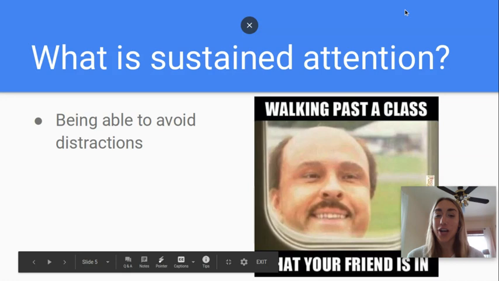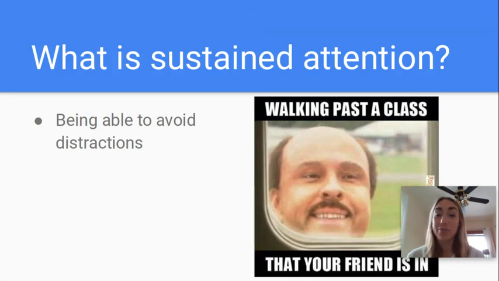Being able to avoid distractions. All right, if we look at this, right, walking past a class that your friend is in, peeking your head in, maybe joking around with people around you, sneaking your phone, watching YouTube, okay? Lots of little distractions around us. And I know being at home, there are tons and tons of distractions. So being able to avoid that is a big part of sustained attention, okay? Can I focus on this task for 15 minutes, right, without checking Instagram or without checking Snapchat or without getting up and going to get a snack or without talking to my brother, okay?